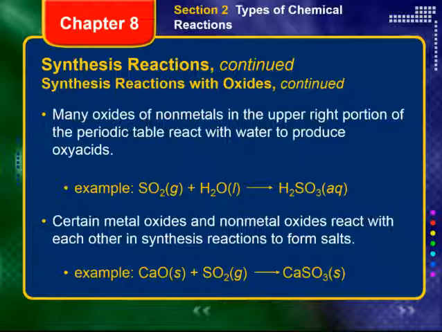Sulfite becomes sulfurous. Certain metal oxides and nonmetal oxides will react with one another to form a salt. Okay? A salt is simply an anion and a cation. We use the word salt specifically for an ionic compound that is a result of a synthesis reaction. So we have calcium oxide and sulfur dioxide reacting to form calcium sulfite, right? That calcium sulfite, because it was formed through this reaction, is going to be considered a salt.